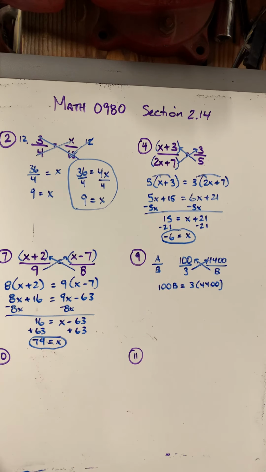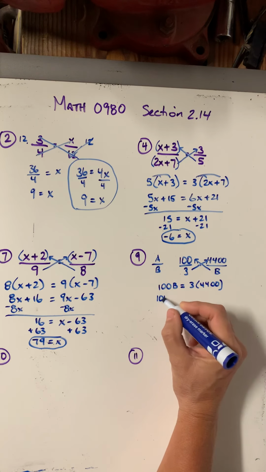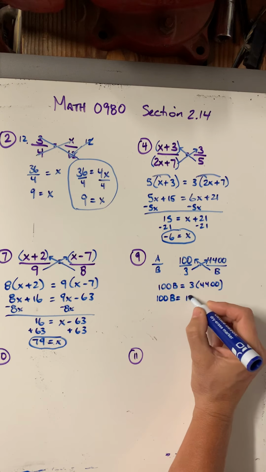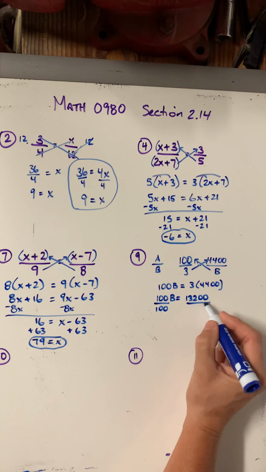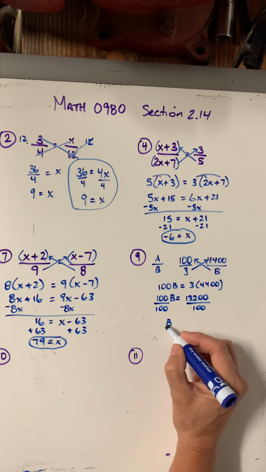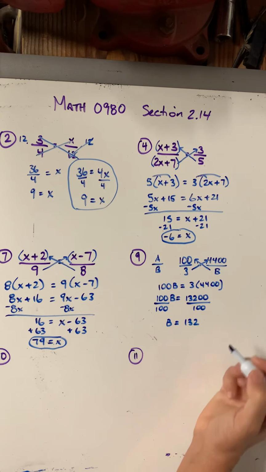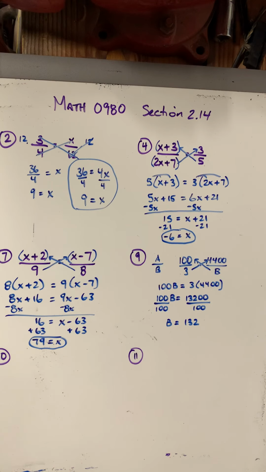3 times 4,400, you can certainly do on your calculator if you need to. And you get 13,200. So 100B equals 13,200, divided by 100 on both sides. B equals 132. So that elephant would weigh 132 pounds on planet B.